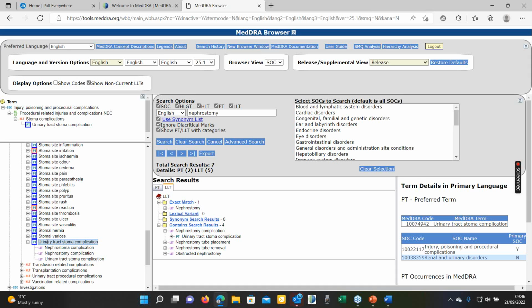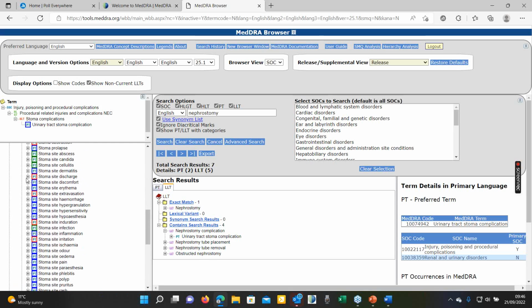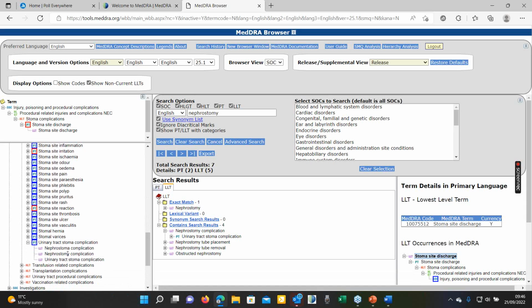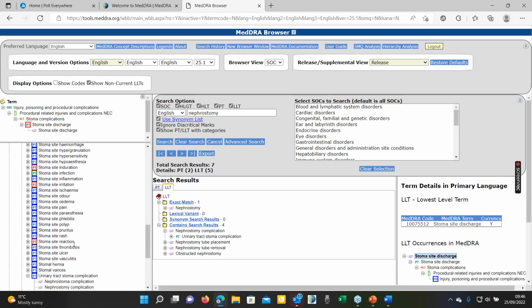So that makes me think, if this is regarded as a stoma, then stoma site discharge, the term up here, has some sibling LLTs of leakage, secretion and exudate, but we've been given the wording discharge. So that seems like a good match because the nephrostomy down here is clearly treated as a stoma.